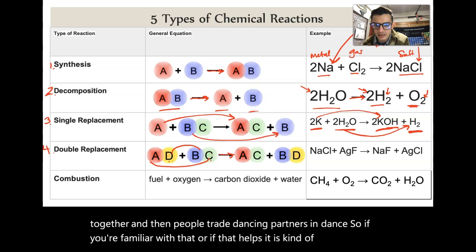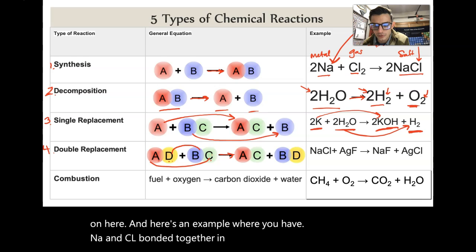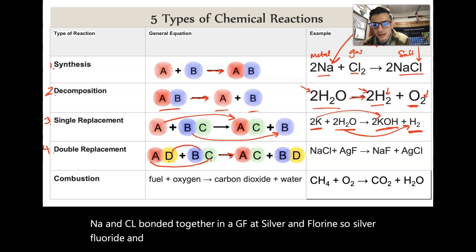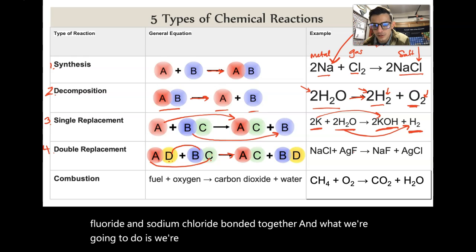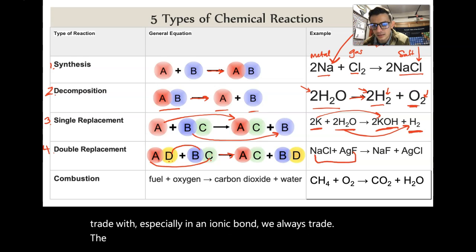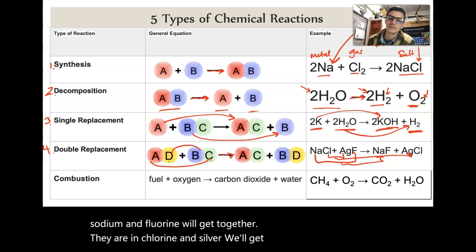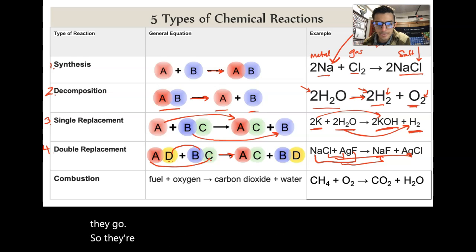And here's an example where you have Na and Cl all bonded together, and Ag and F, that's silver and fluorine. So silver fluoride and sodium chloride bonded together, and what we're going to do is trade partners. And we always trade, especially in an ionic bond, the non-metal and the metal of the different substances. So sodium and fluorine will get together. There they are. And chlorine and silver will get together. There they go. So they're just trading partners.